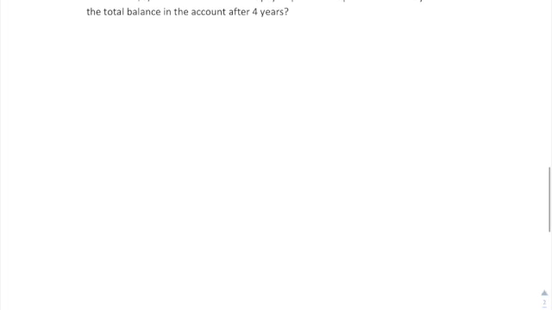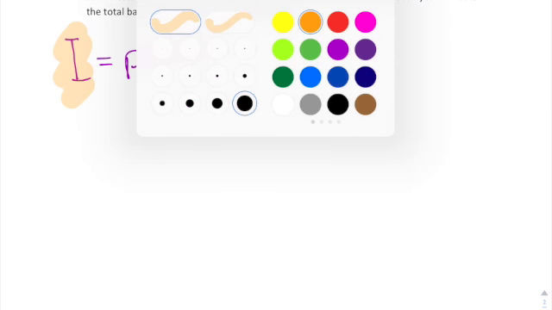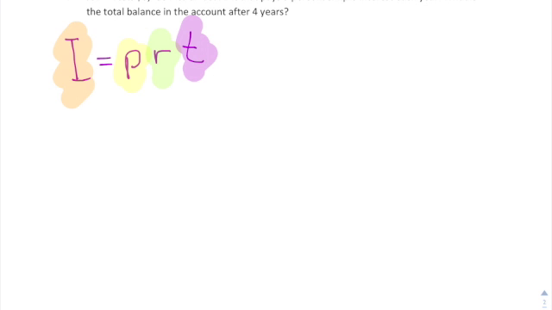All right, and now we have a simple interest problem. John invests $5,100 into an account that pays 3% simple interest each year. What is the total balance in the account after 4 years? So I want to remind us that interest equals principal times rate times time. Okay, and we're going to kind of highlight these different colors so they're easy to see. All right, interest equals principal times rate times time.